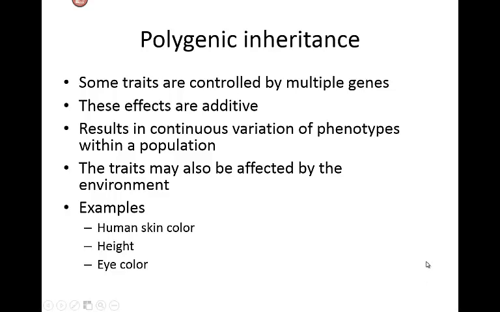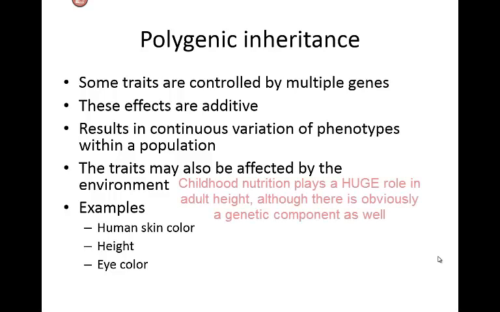One of the reasons this is important is we start to look at things like polygenic inheritance. Sometimes traits are controlled by multiple genes, and these results tend to be additive. A lot of characteristics that we think about are not going to be controlled by single traits. Okay? Sometimes these traits also can be affected by the environment. And the result of this is going to be this continuous variation of phenotypes within a population.